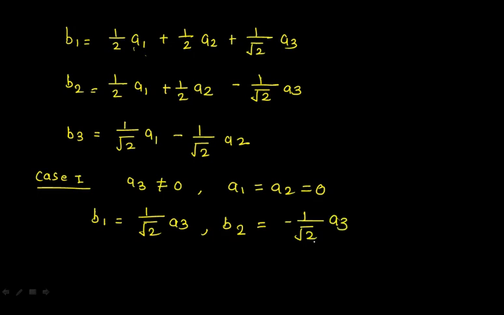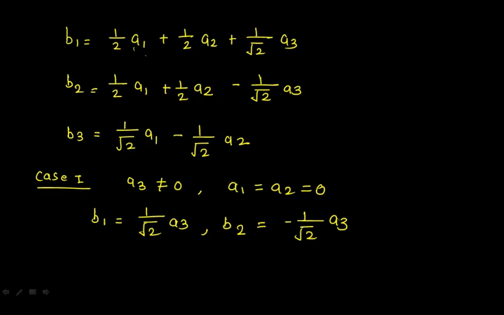This means that whatever input you are giving to port number 3 gets equally divided, with 1 by root 2, into port number 2 and port number 1, but with a 180-degree phase shift. Okay, so this is case number 1.